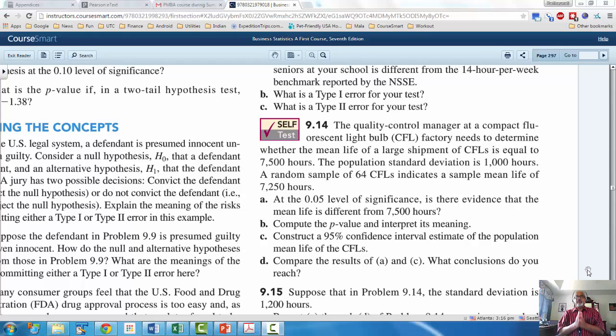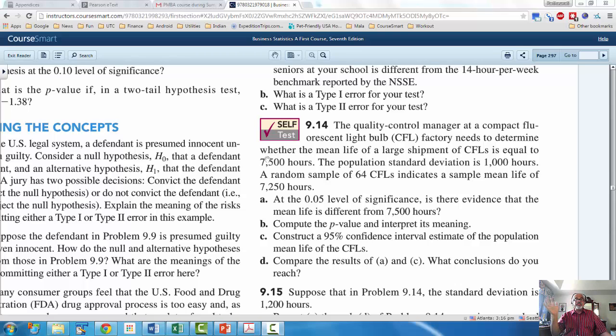Let's look at an Excel example of the concepts we've discussed so far. We're going to use problem number 9.14. The quality control manager at a compact fluorescent light bulb company... we looked at an example like this in the previous chapter. We want to determine whether the mean life of a large shipment is equal to 7,500 hours. So we want to test whether the mean life is 7,500 or not.